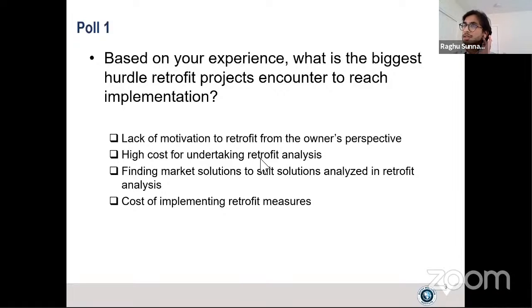So the idea is we're just trying to understand what all of you feel the biggest hurdle is in terms of retrofitting projects, because that's the key focus. All right, so we have about half of the folks who responded to the poll.